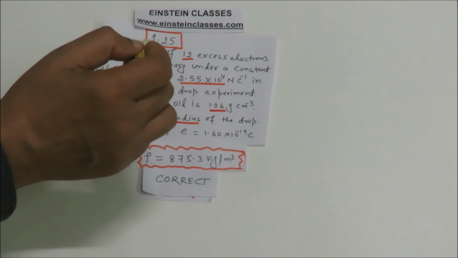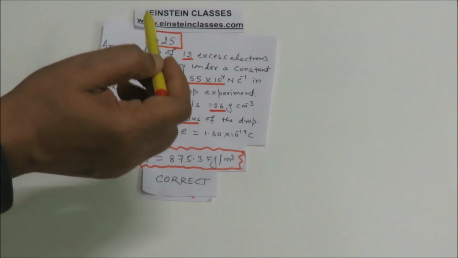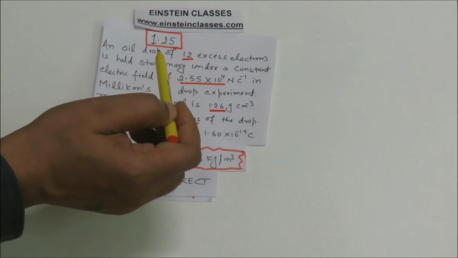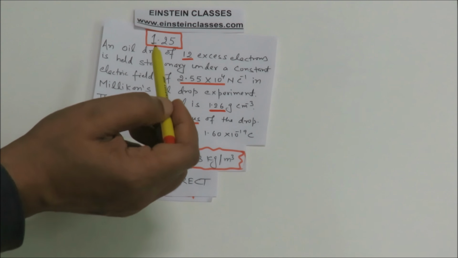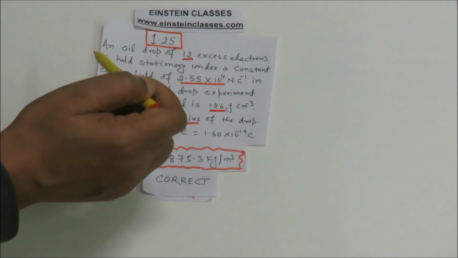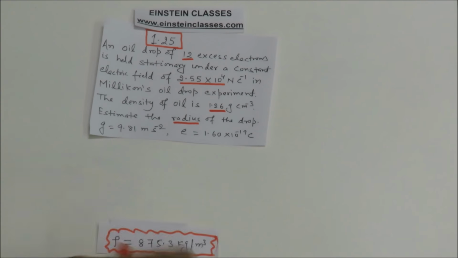That mass will be written in terms of density into volume, and the volume of the drop is 4/3 pi r cube because the drop is spherical, and from this we can get the value of radius of the drop, right? This is the approach of this problem. Now I am going to discuss this problem in detail.